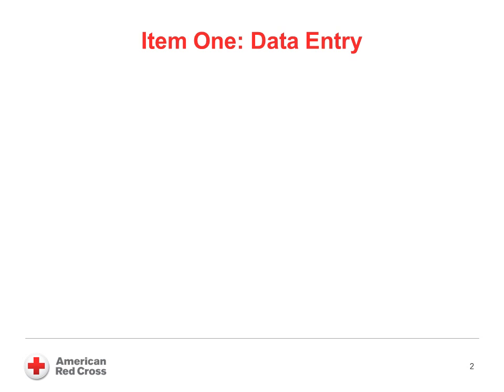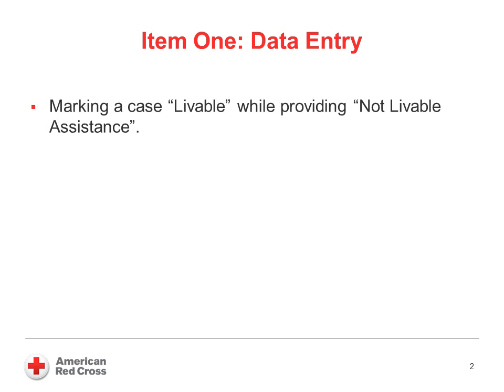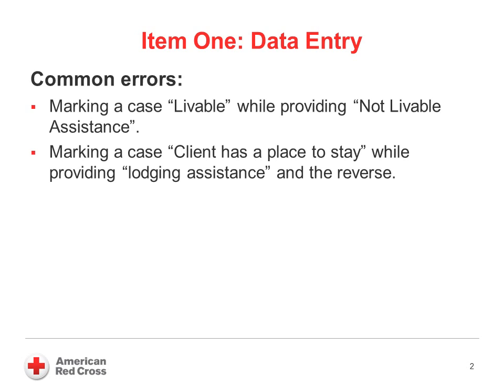So the first item that we're going to talk about is data entry, and I'm going to go through some of the common things that we're seeing where we can trip up some of the things within the cases. The first one is marking a case that's livable while providing not livable assistance, so keep track of that one. The other one is marking that the client has a place to stay while providing lodging assistance, and the reverse. If you provide lodging assistance but you stated that they have a place to stay, it throws off our fiscal reviewers and it throws off that follow-up caseworker.